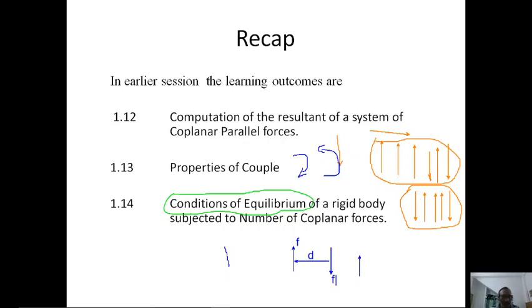Hence this arrangement is known as a couple, and in its properties we saw that there will be no translation motion, only rotation will be possible, either a clockwise moment or an anti-clockwise moment, only one thing is possible. And a couple is balanced with another couple of opposite direction but with the same magnitude. Like that we saw the properties of the couple.